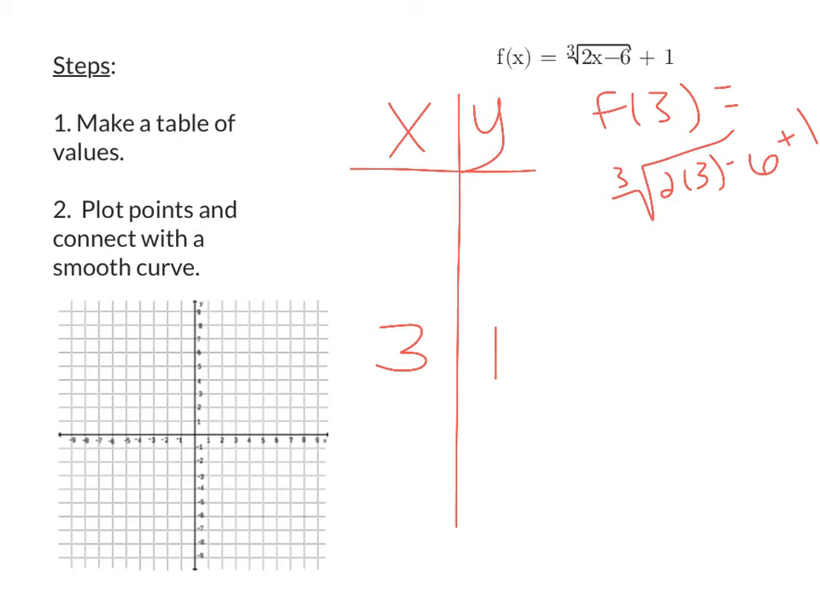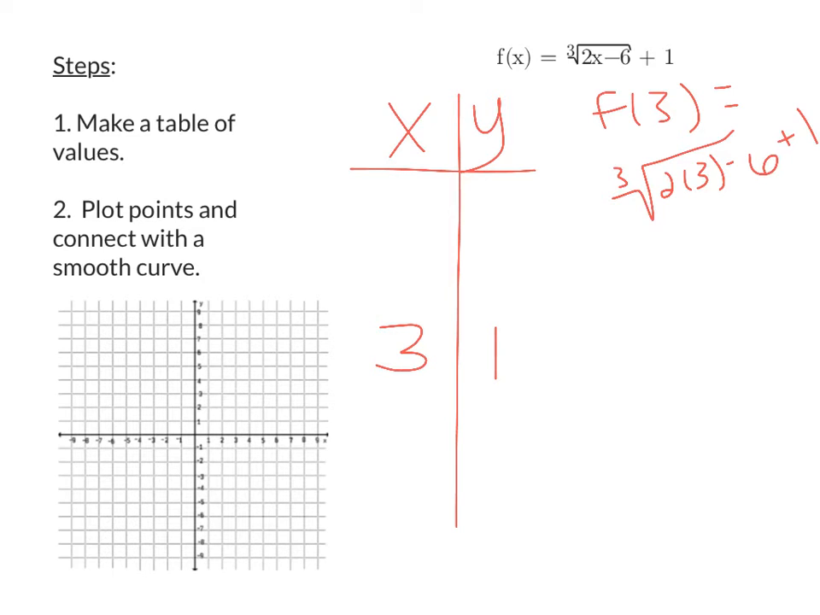Now, my next cube root after 0 is 1. Now, it's not going to be easy to get 1 since I have to multiply my value of x by 2. In order to get a cube root of 1, I would have to get 2x to equal 7. Well, that's not going to be an integer, so I'm not going to do 1.